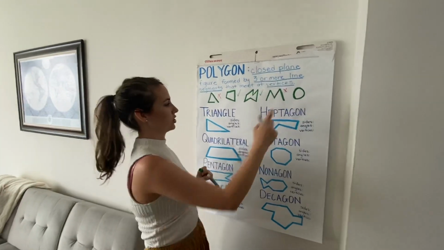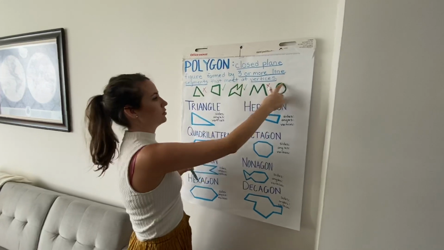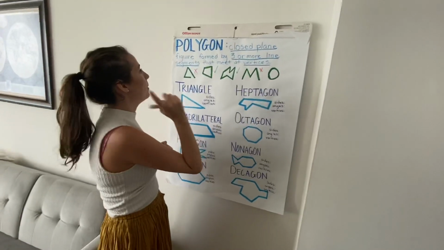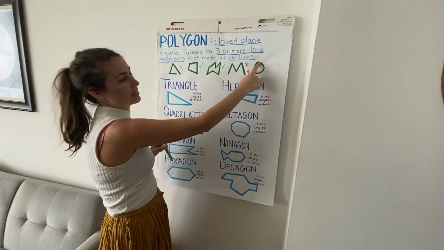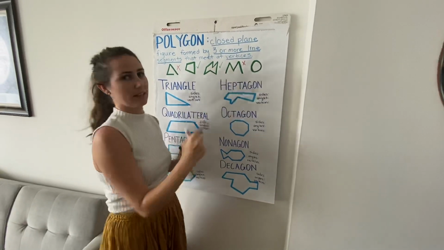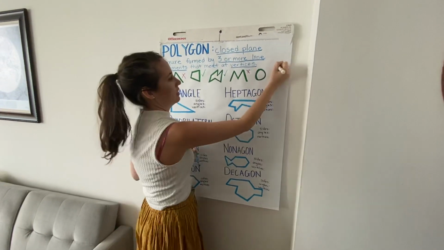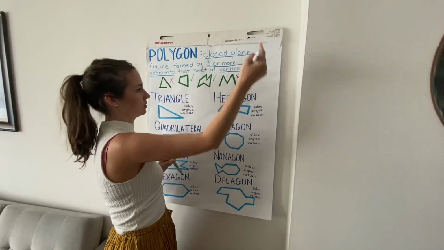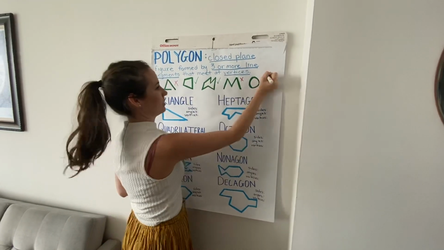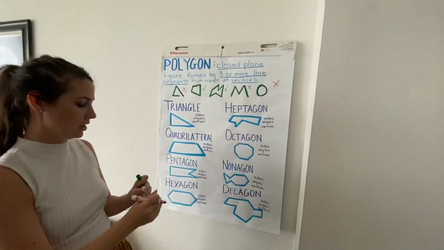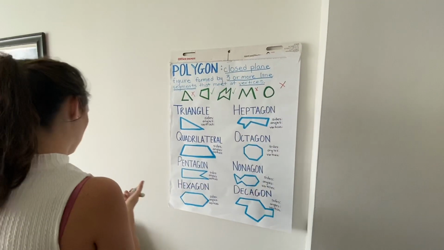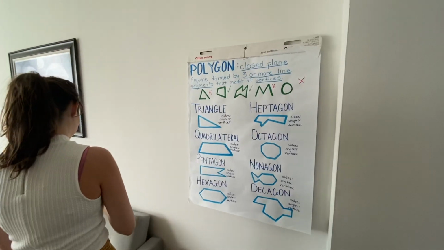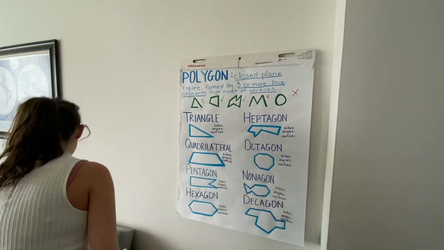And then the last one is a circle. It is closed. You can see there's no openings, but it has to have 3 or more lines. This circle just has one continuous line. A line, as you know, is straight like that. The circle does not have any lines, so it's not a polygon, just like that. So next thing we're going to do is move on to our little table that you have.